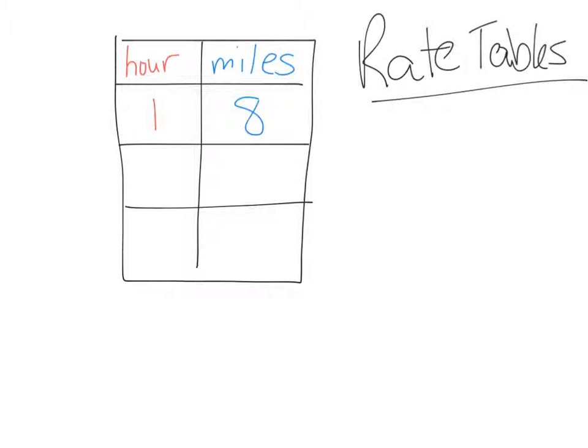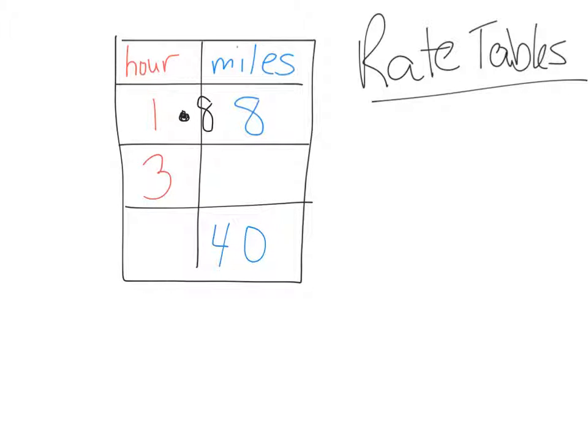So what might happen in a rate table is you might be given hours only, and you might have to determine the miles. You might also be given the miles and have to determine what the hours are. So here's how you read a rate table. So 1 hour, 8 miles. So we use multiplication to determine that. So we basically take the left number 1 and we multiply it by a number to get the right one. So 1 times 8 equals 8.